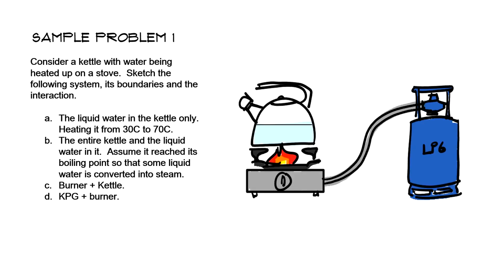For sample problem number 1, we have here: consider a kettle with water being heated up on a stove. Sketch the following system, its boundaries, and the interactions. So here's our kettle, and it has this water, and it's being heated up by this stove. And of course, the stove would have this fuel tank or LPG tank right here. So let's say here's our entire system, and the problem says that, for letter A, we only need to consider the liquid water in the kettle only.